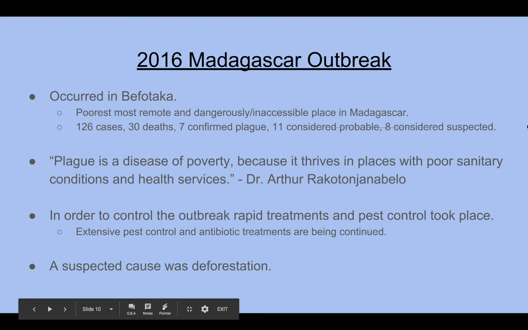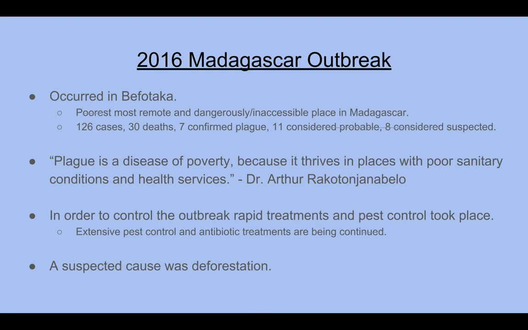The 2016 Madagascar outbreak, which occurred in Bafotaka. It was in one of the poorest, most remote and dangerous places in Madagascar. Dr. Arthur R. stated that plague is a disease of poverty because it thrives in places with poor sanitary conditions and health services.